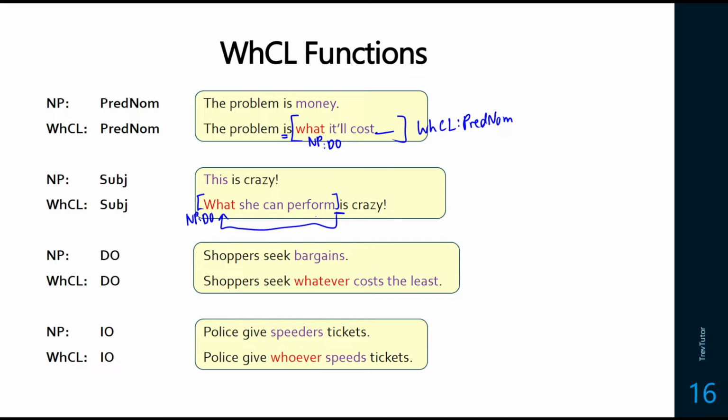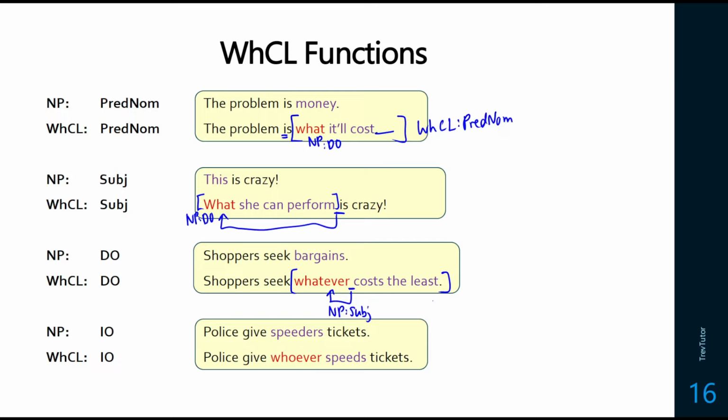Prospectors seek bargains. Prospectors seek whatever costs the least. So something costs the least. We do have movement, which means this is going to be a noun phrase subject hosting the WH subordinator. But that whole thing is a WH clause acting as a direct object.